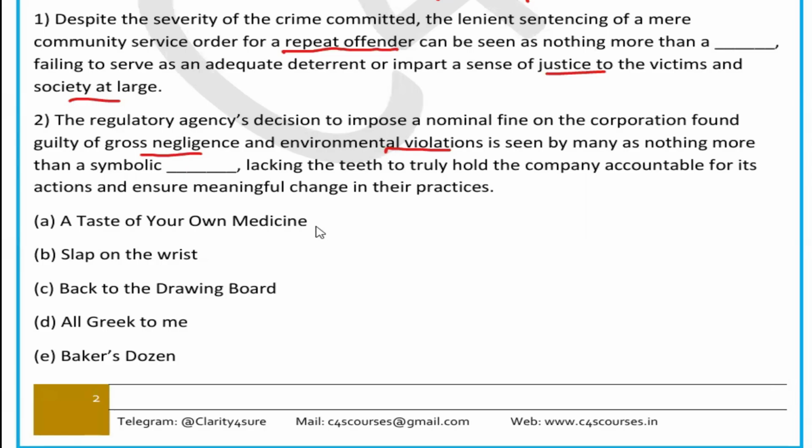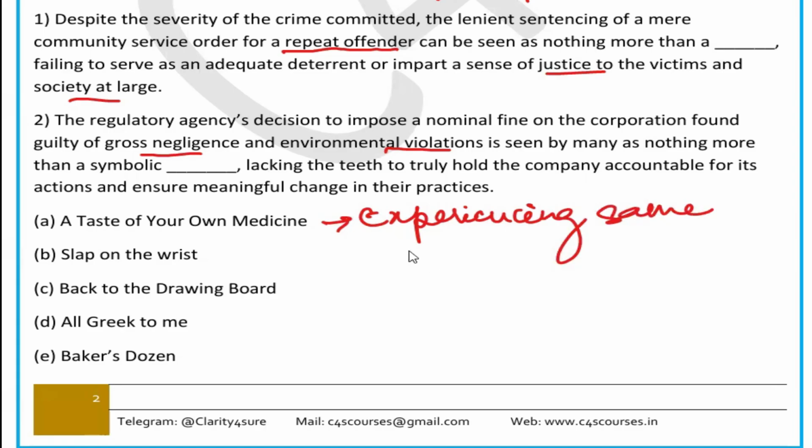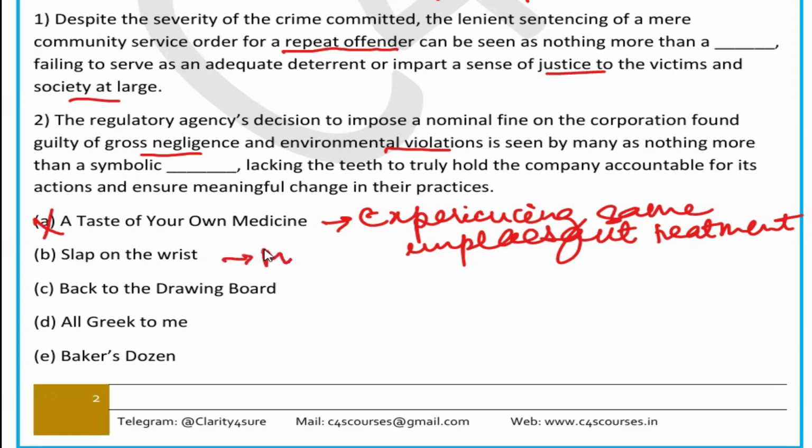Now, a taste of your own medicine basically means experiencing the same unpleasant treatment that one gives to others. Okay. Experiencing the same unpleasant treatment given to others. So these sentences are actually not talking about lenient punishment, nor about karma or any poetic justice. So this idiom does not fit in for this.